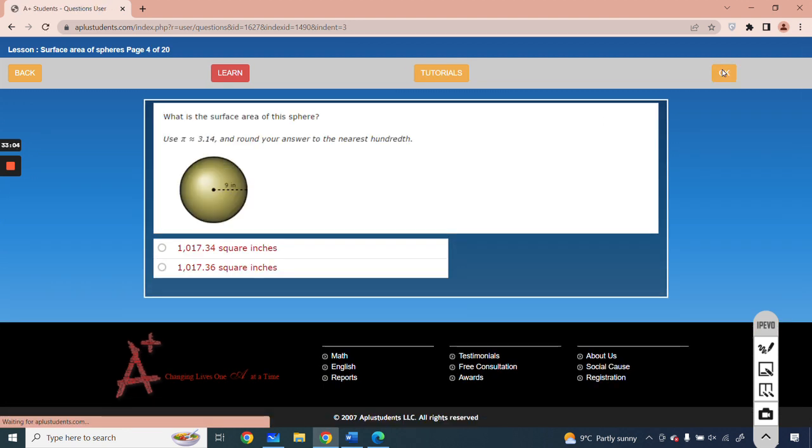Okay, the next one is, what is the surface area of the sphere? You are given the radius that is 9. So just calculate the value in your notebook and let me know the answer. So which is the correct option?